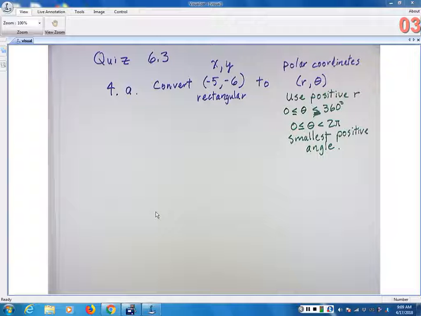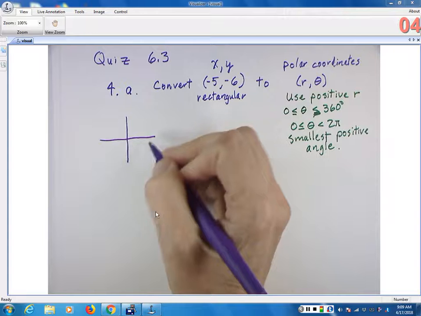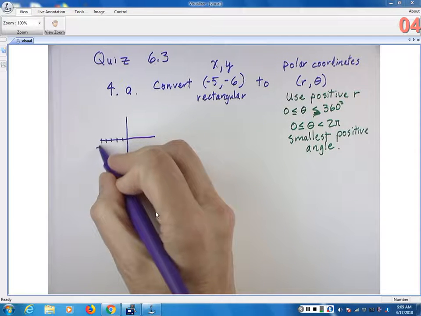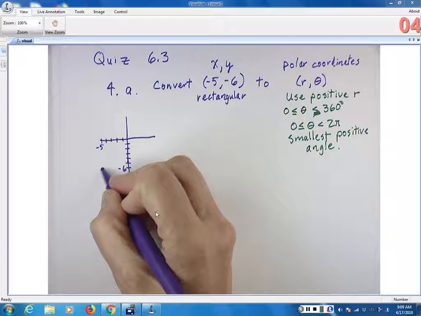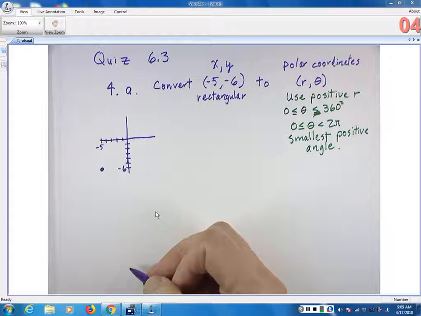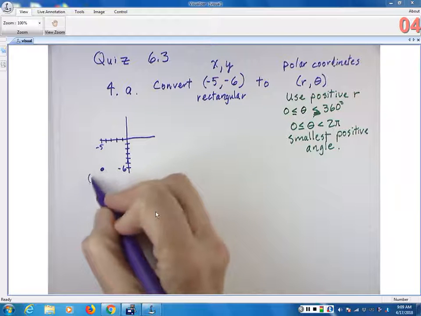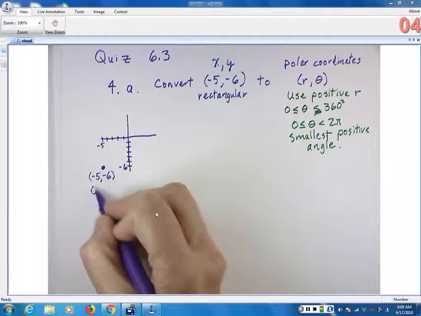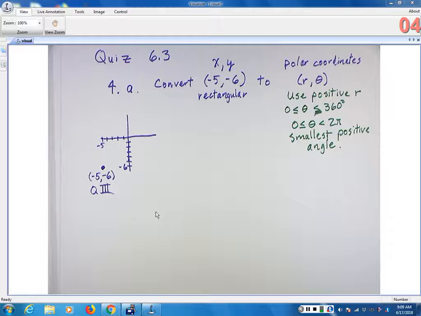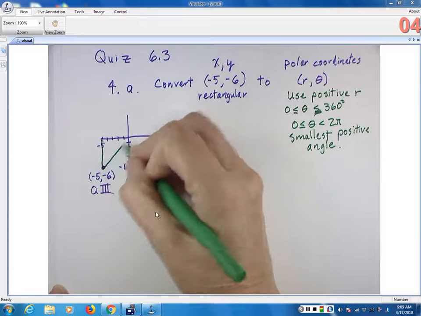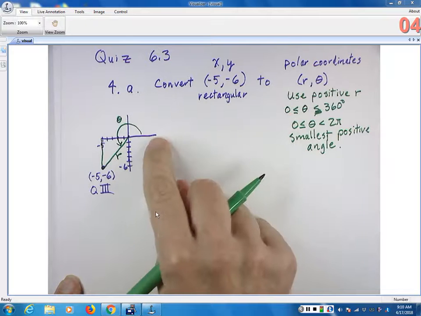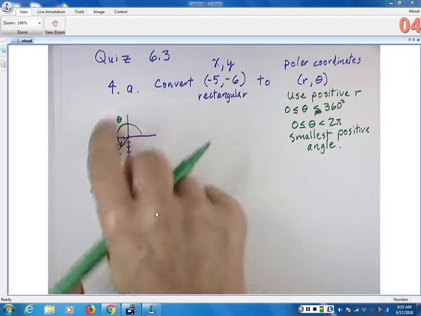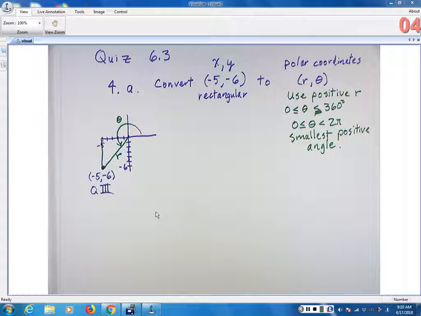So our first step is to draw this in the right quadrant. Draw the quadrant, and -5 would be here, -6 would be 1, 2, 3, 4, 5, 6. Okay, this is (-5, -6). It's in quadrant 3. If we draw a reference triangle here, this would be our R, and our theta will be here. We always do standard position angles, so we start with the positive x-axis, and we want it to be positive. So that's the picture.